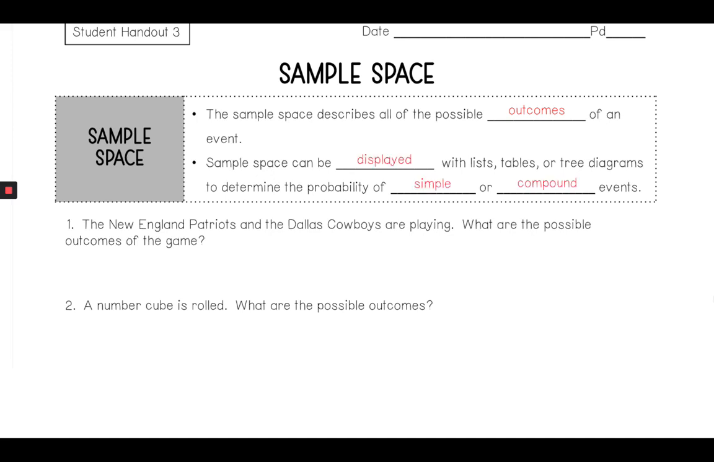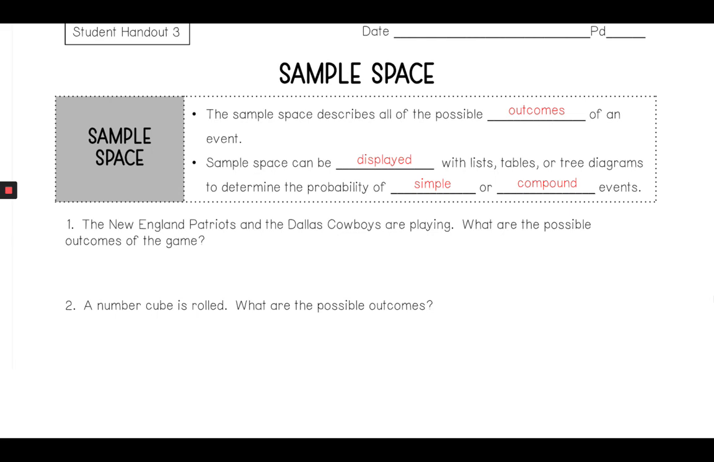Sample space can be displayed with lists, tables, or tree diagrams to determine the probability of simple or compound events. So if we use sample space, we're using it to try to find the probability of something, but it's only those things that are happening in the event that could occur.